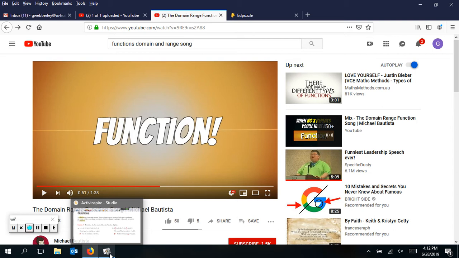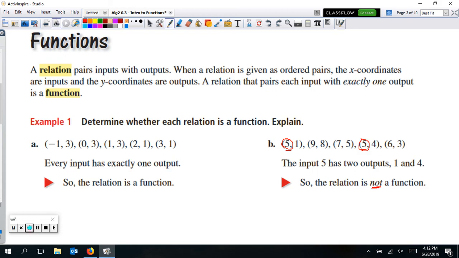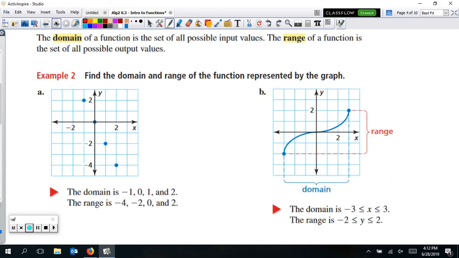All right, so let's move on to the domain and the range here. So here we were talking about domain, there's those words. So the domain of a function is the set of all possible input values, which again are the x values. The range of the function is the set of all possible output values, which again is the y values. So it says find the domain and the range of the function here.